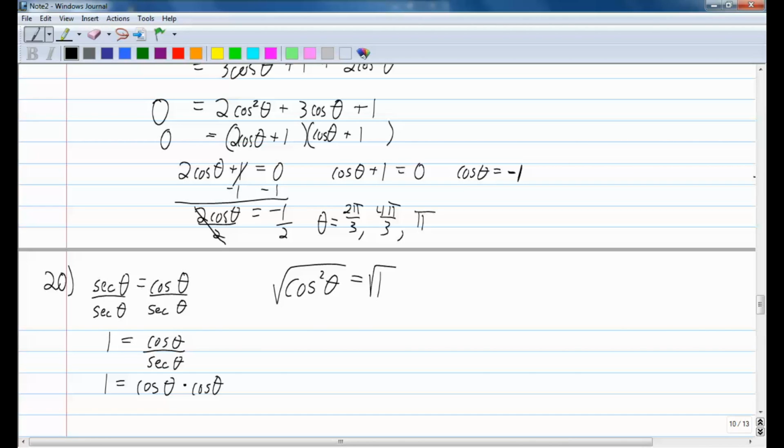Take the square root of both sides, and I get cosine theta equals plus or minus the square root of 1, or plus or minus 1. Well, those are quadrantal angles. Cosine is equal to 1, -1, and 0 at quadrantal angles. So what are the 2 quadrantal angles? The cosine of what is positive 1? Well, that's 0. The cosine of 0 is positive 1. The cosine of what is -1? That's pi. Cosine of pi is -1. So those are my 2 answers.